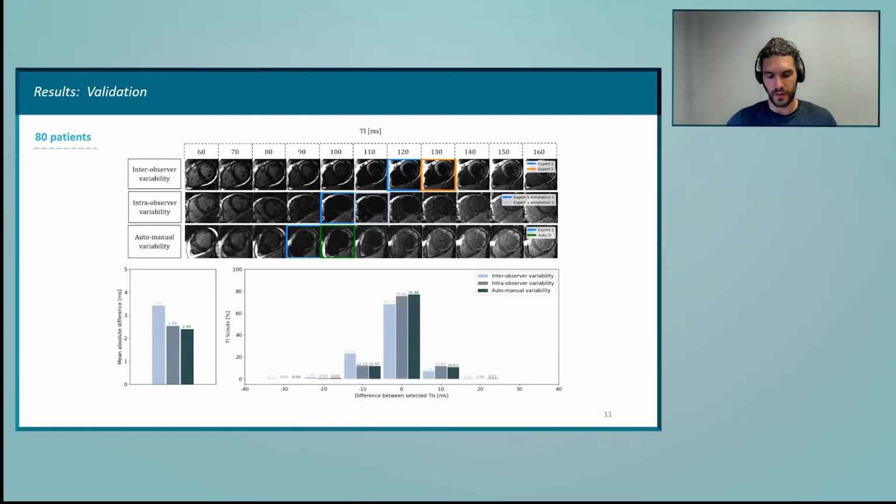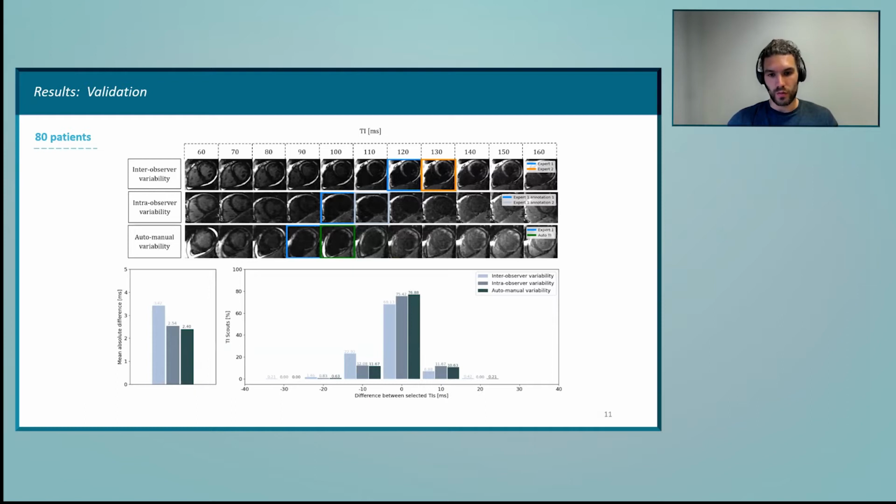Again, we can look at it in a different way by looking at the percentage of TI differences, where at 0, it means that it selected the exact same TI. So in 76.8% of the cases, the automated algorithm selected the same TI compared to an expert. And in 75% of the cases, when you have the same expert performing the task twice, they will select the same. And this goes a bit down to 68% of the cases for the inter-observer variability.